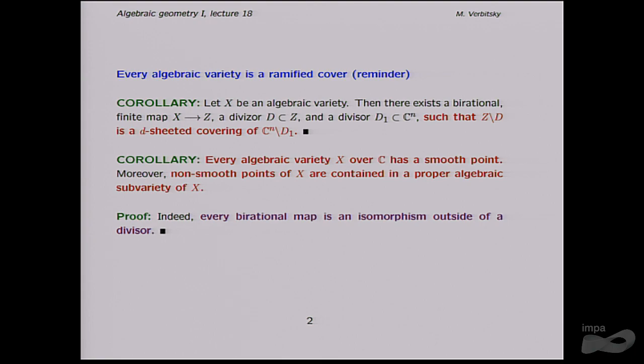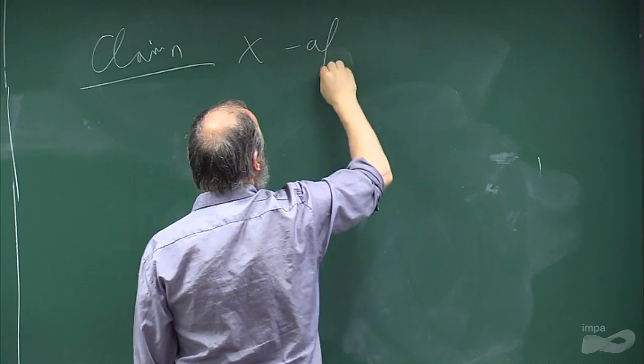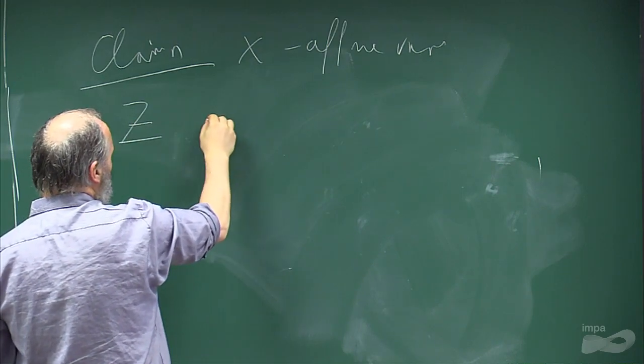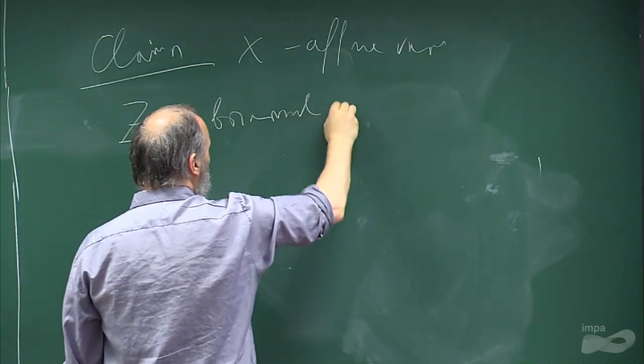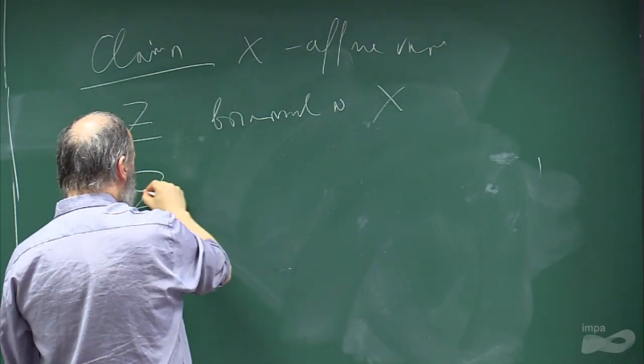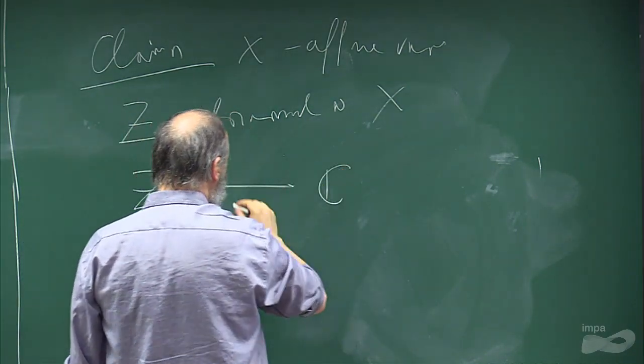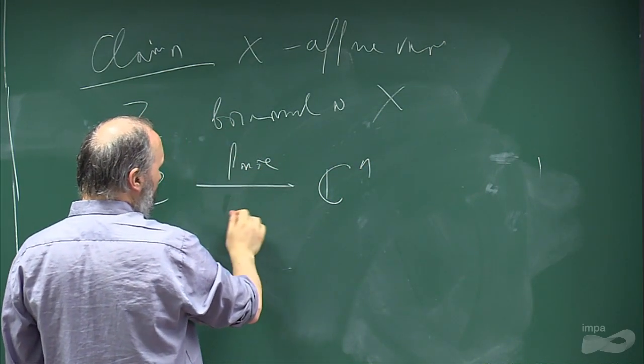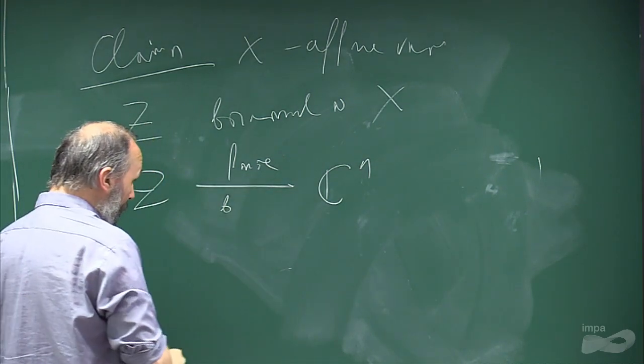So the first statement is that if you have X, an affine variety, then you have Z, which is birational to X, and Z is equipped with a cover, like a ramified finite map, and dominant.